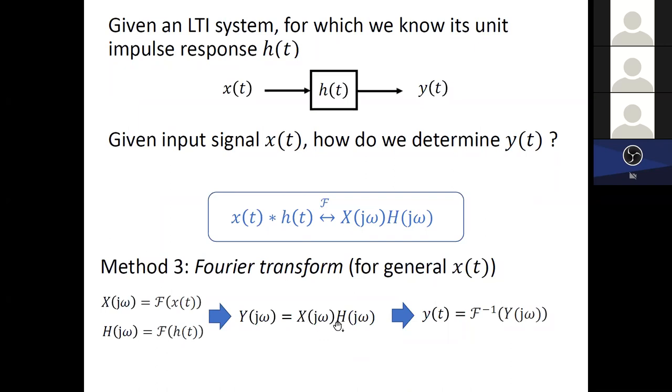After this direct and standard multiplication, we get Y of j omega, which is the Fourier transform of y of t, namely the Fourier transform of x convolved with h. And then y of t in the time domain is just the inverse Fourier transform of capital Y. So the complexity of this calculation is transferred from the calculation of convolution to the calculation of Fourier transforms and the inverse Fourier transform. So next lecture, we will look at some examples of how to apply this result.